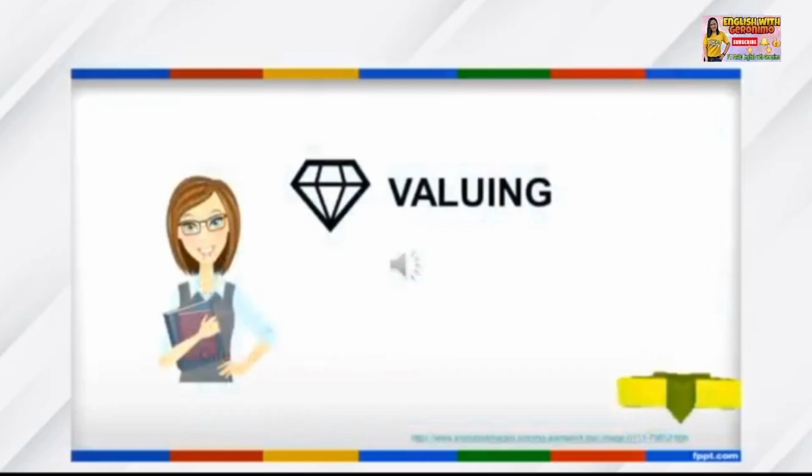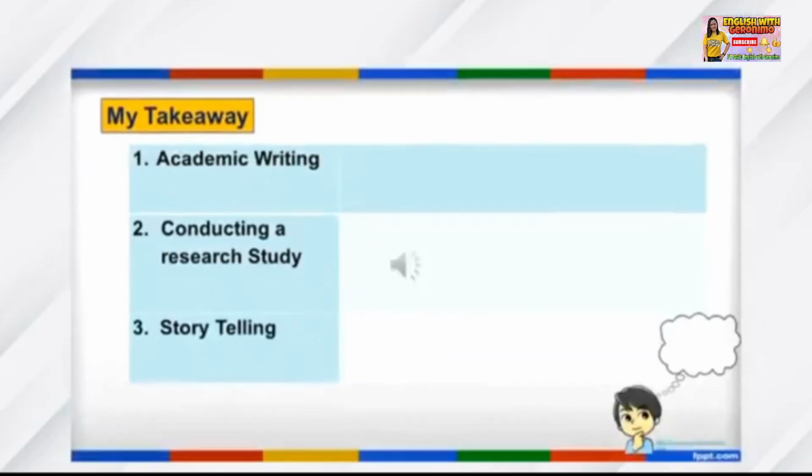To reflect on the lesson learned, fill in the table by stating briefly the importance of summarizing in the following areas. Number 1, for academic writing. Number 2, conducting a research study. And number 3, storytelling.